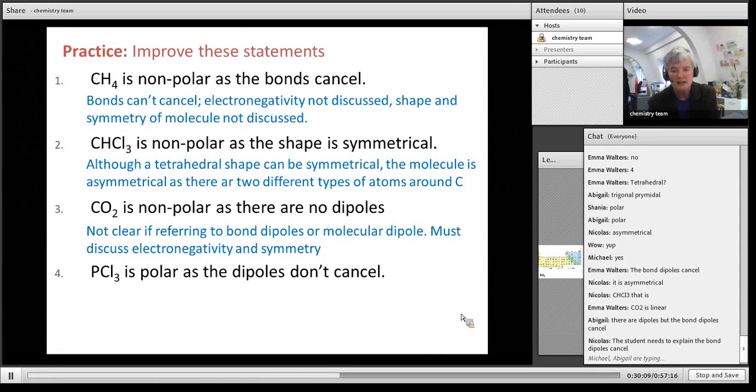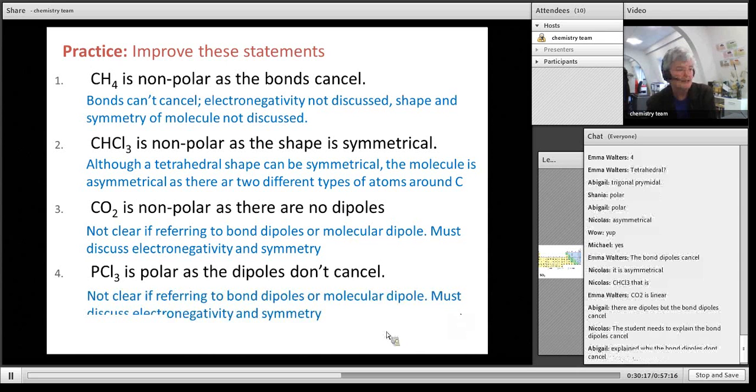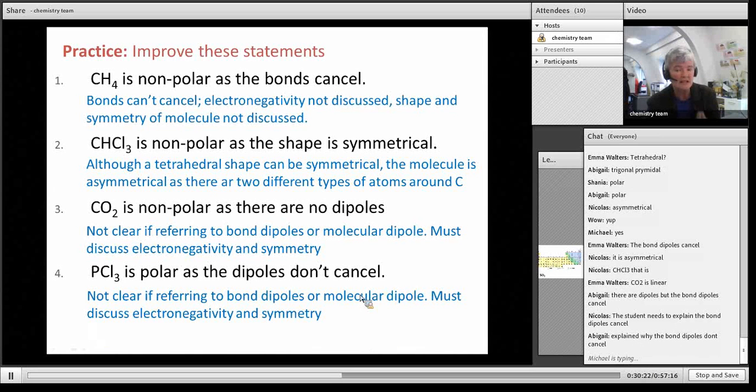Okay, so I see Michael and Abigail are typing. I'm just going to put this in there because I do want to go on, but again, it's this bond dipoles and molecular dipole problem. Be very clear and specific, okay? And again, they've got to discuss electronegativity and symmetry.